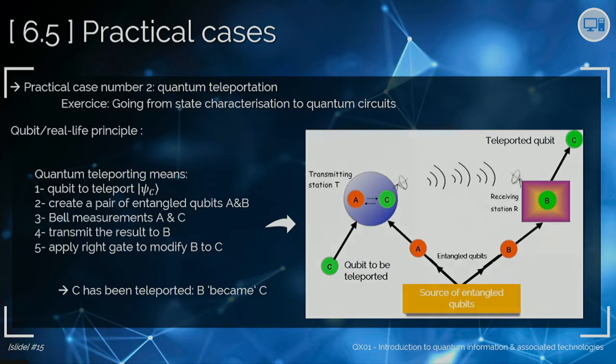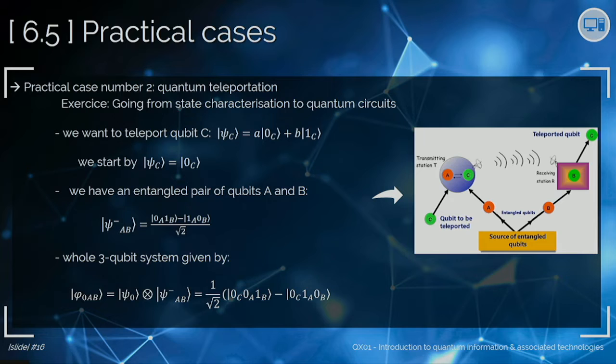Right. So how do we do this? We want to teleport qubit C. The state that we want to teleport will look like this, where you have A|0⟩_C plus B|1⟩_C, with coefficients A and B. If you remember, coefficients are complex coefficients and so on. But A|0⟩ plus B|1⟩ is the most general qubit state you can think of.